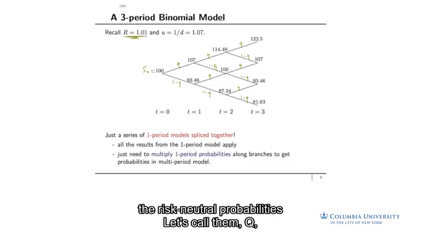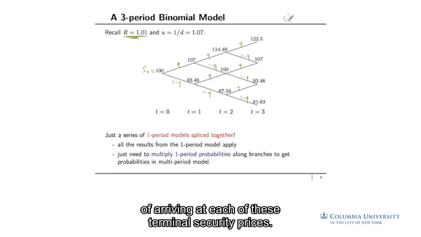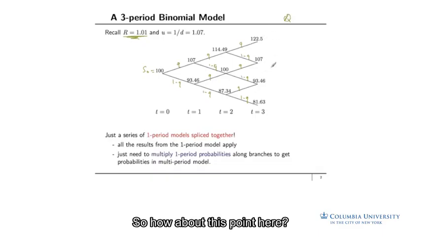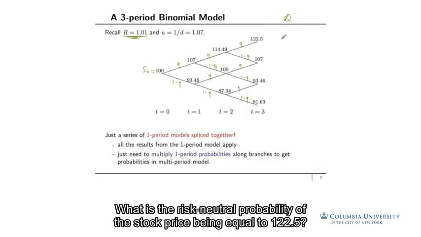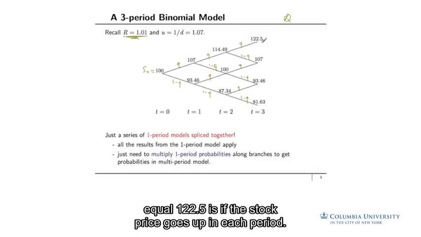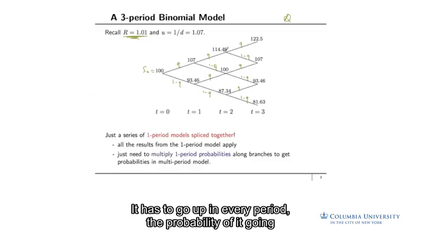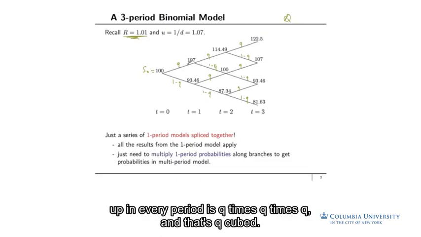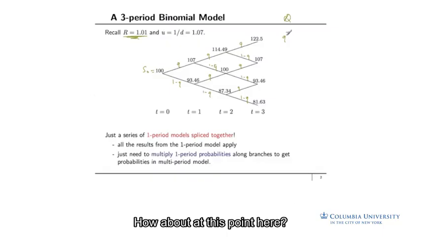Let's compute the risk-neutral probabilities, let's call them Q, of arriving at each of these terminal security prices. So how about this point here? What is the risk-neutral probability of the stock price being equal to 122.5? Well, the only way the stock price can equal 122.5 is if the stock price goes up in every period. The probability of it going up in every period is Q times Q times Q, and that's Q cubed.